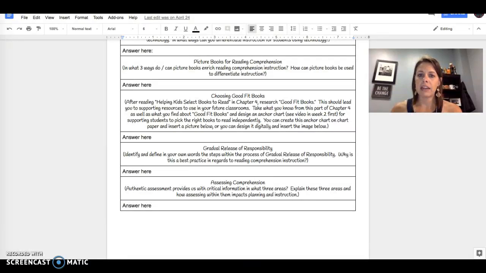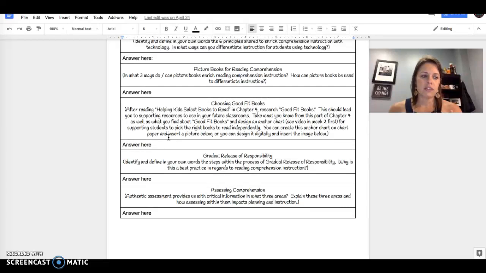So I want you to create an anchor chart for good fit books. You can do it 2 different ways. You can either create the anchor chart on chart paper, on a large piece of paper, or you can use a regular piece of paper on a smaller scale, take a picture of it and insert it right here into this text box. Or you can create it digitally and do the same thing and insert it here. But please do watch that short video so you get a better understanding of what an anchor chart is before you create it.